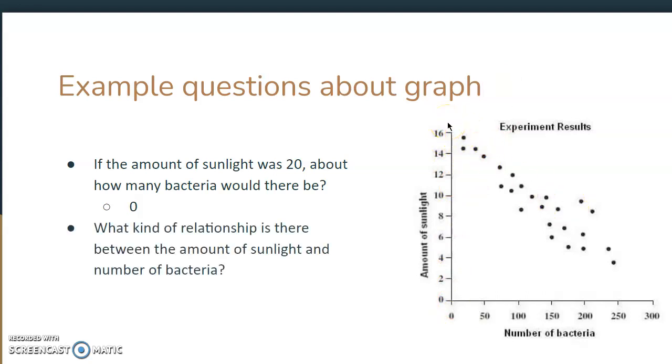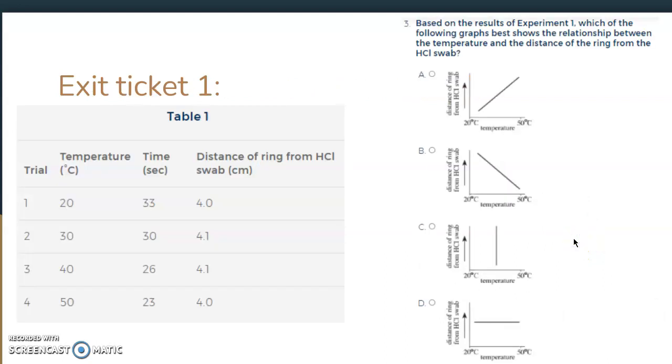So what kind of relationship is there between the amount of sunlight and the bacteria? This is what we looked at in one of our very first slides. We said that our trend would have been negative. So if it goes down like this, we say it's a negative trend.